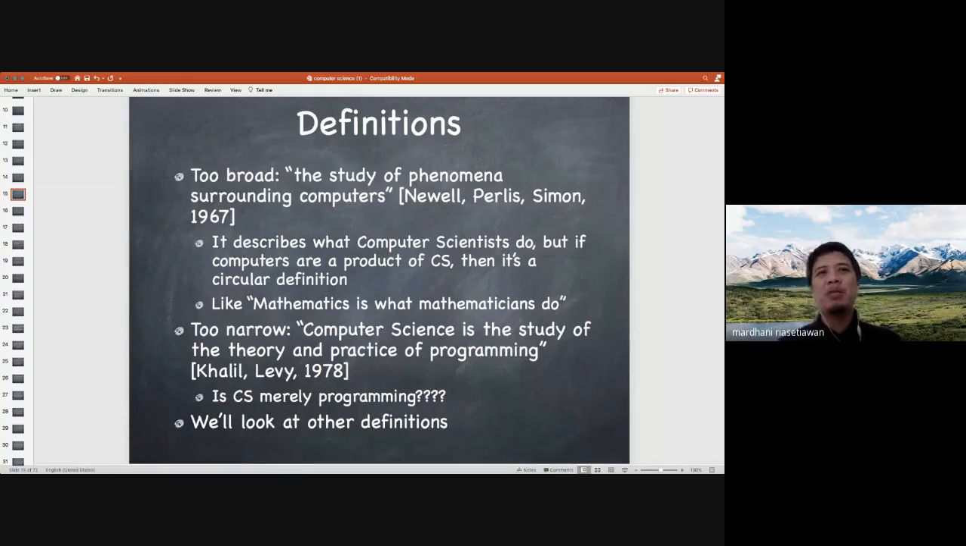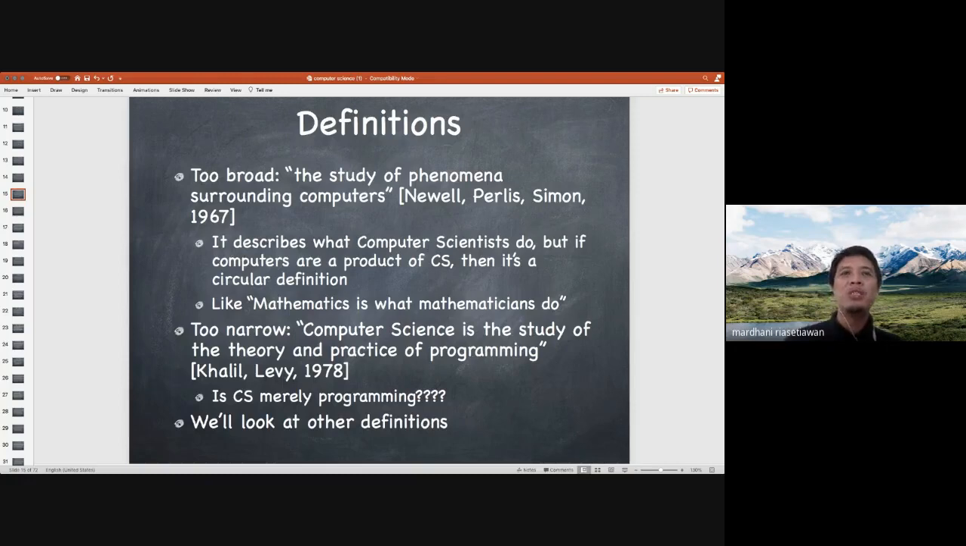And also like mathematics, it's what mathematicians do. So mathematics is the product of the mathematicians. That is very important to see here. And computer science is the study of the theory and practice of programming. This is from Khalil and Levy, 1976. Because most of us maybe have some construction that computer science is mostly programming. So this is very important.